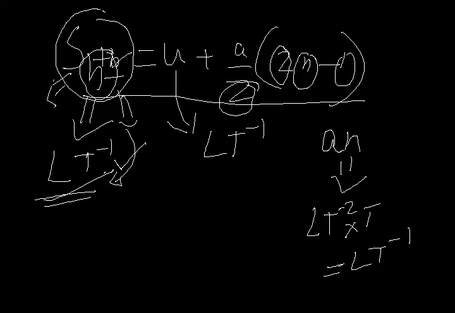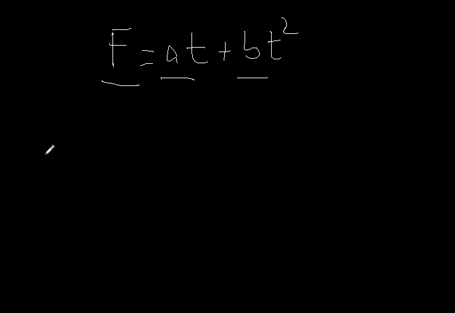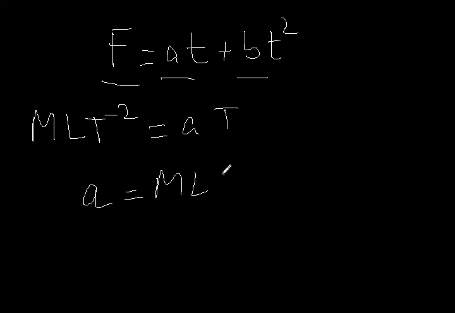Now I will check for more applications on homogeneity. Say in that case you are given an equation like this: F is equal to at plus bt square. Now when I have an equation like this, I know that all these quantities should have the same dimension as that of the force. So what is the dimension of force? Well, we know it is mass times acceleration. So it is M L t minus 2. That should be equal to a into time. So a happens to be M L t minus 3. Why minus 3? Oh no, it is not minus 3, it's minus 1. Why minus 1?